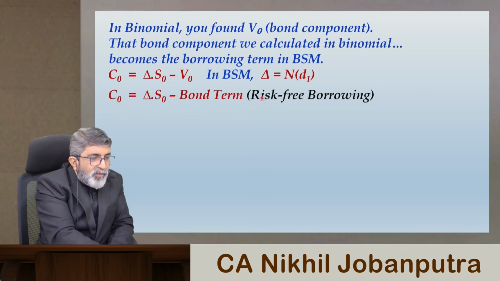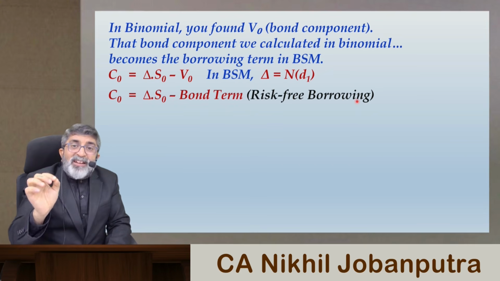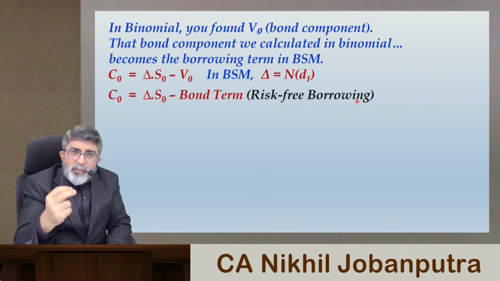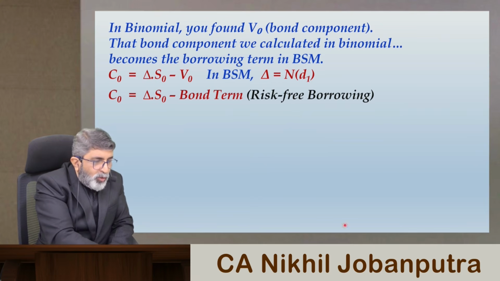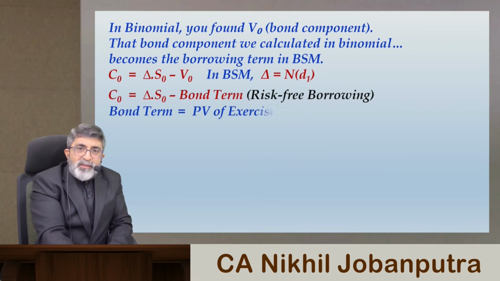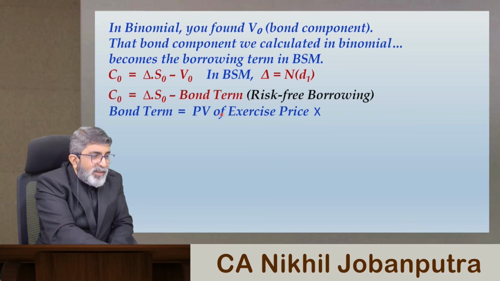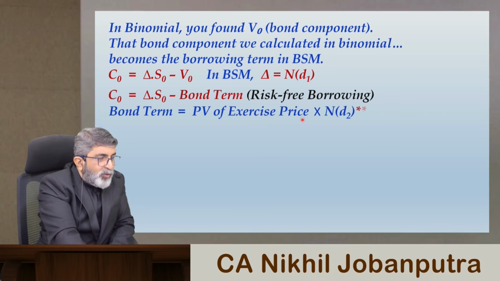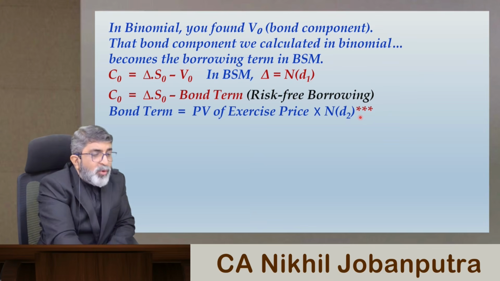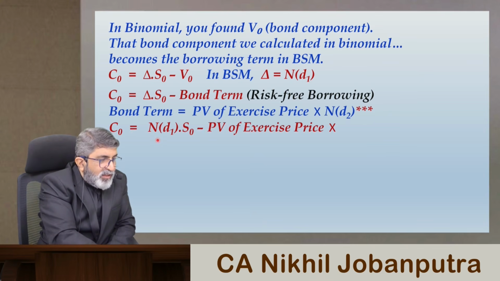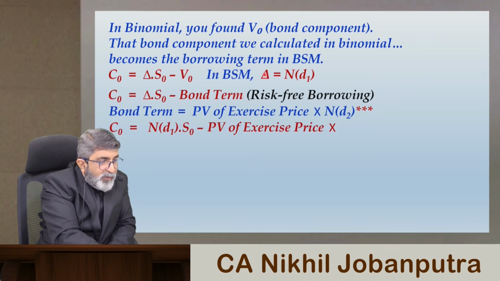So that bond term, where you are issuing bonds at the risk-free rate, in other words you are borrowing at the risk-free rate. Issuing a bond at the risk-free rate and borrowing at the risk-free rate are one and the same. How much you should borrow at the risk-free rate is basically the present value of the exercise price. So the bond term will be the present value of exercise price into N of d2. Now from where did this N of d2 come into the picture? We are saying N of d1, so look at what we did. We have replaced delta with N of d1.